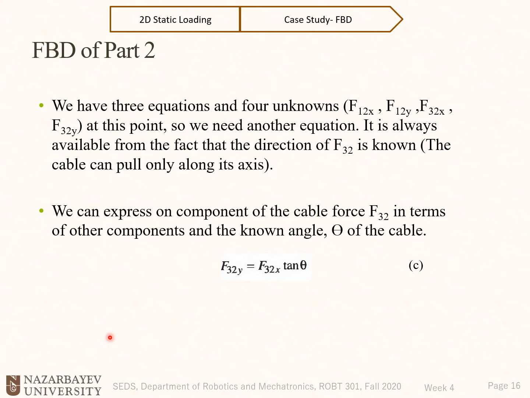Now we have 3 equations and 4 unknowns. The 4 unknowns are F12x, F12y, F32x, and F32y. At this point we need another equation. It is always available from the fact that the direction of F32 is known. The cable can pull only along its axis. We can express one component of the cable force F32 in terms of the other component and the known angle theta of the cable. So F32y is equal to F32x multiplied by tangent of theta. This will be our fourth equation. So now we have A, B, C, and this equation.